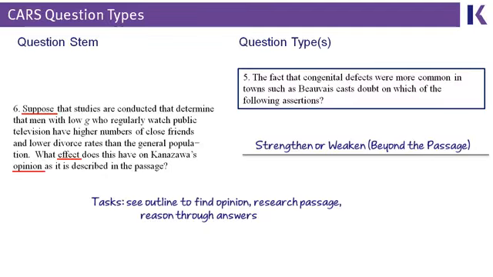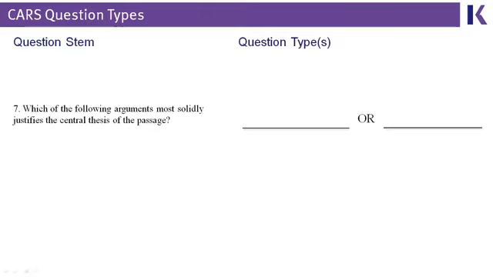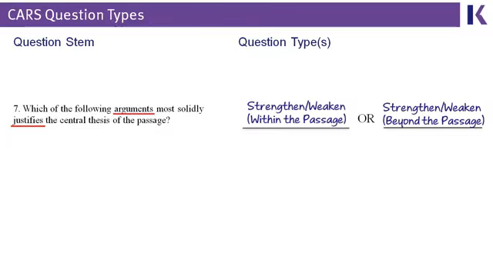Question 7 is a tricky one. It's asking which of the following arguments, so the answer choices must be arguments, and they're looking for a justification or a support of the central thesis of the passage. Now we'd have to see the answer choices to really understand what kind of question this is, but the most likely choices here, since we're having to justify an argument or strengthen an argument, it could be a strengthen and weaken within the passage, or if the answer choices go beyond what the passage talks about, that could be a strengthen and weaken beyond the passage.